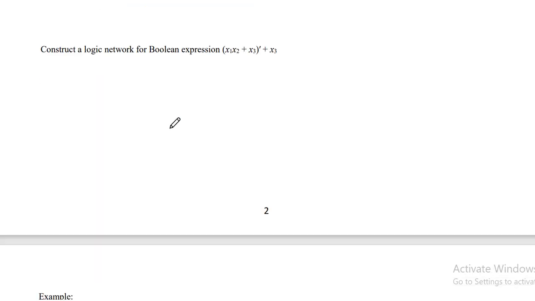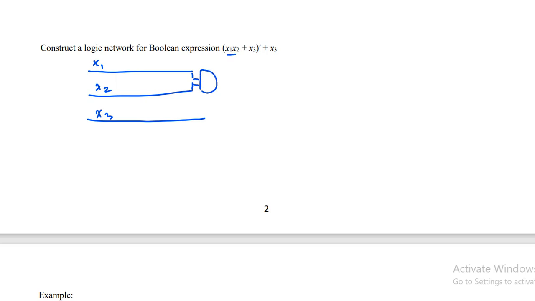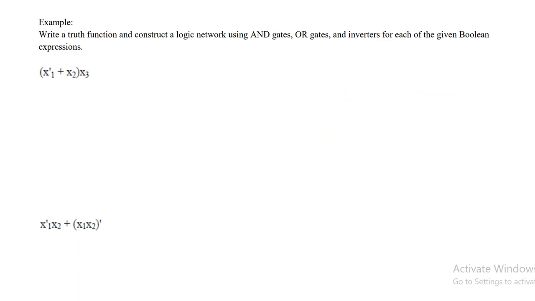Similarly we could do this one, so you could stop the video and try constructing this logic network for this expression. Here we are going to need x1 and x2 with an AND gate, and then we take x3 with x1 x2 through an OR gate, and my result needs to be inverted because we have a not. Then we take x3 again, and use another OR gate to combine all of them. So my output here is x1 x2 plus x3 not plus x3. Similarly, here the question asks: write the truth function and construct a logic network with AND, OR, and inverter for each of these Boolean expressions.